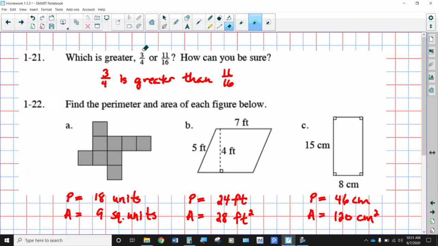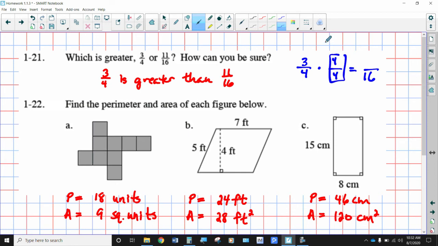All right, which is greater, 3/4 or 11/16? How can you be sure? Well, here's a process where it's hard to compare these two fractions without having the exact same denominator. Once you change these so they have the same denominator, and I think the denominator should be 16, right? Because 4 goes into 16 4 times. And I can multiply the numerator and the denominator of 3/4 times 4.